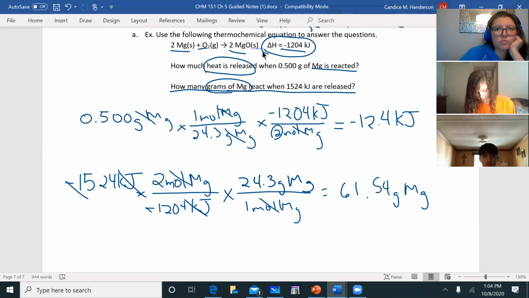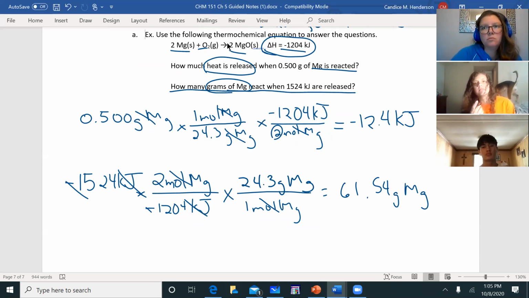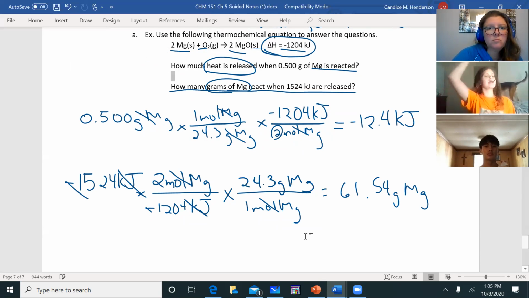We'll do another example of this, but any questions on how that relates to each other, how you can go from amount into energy or energy into amount, but there's that stoichiometric relationship. Okay, let's try one out, or you guys will try one out.